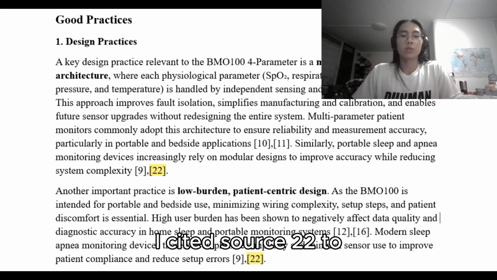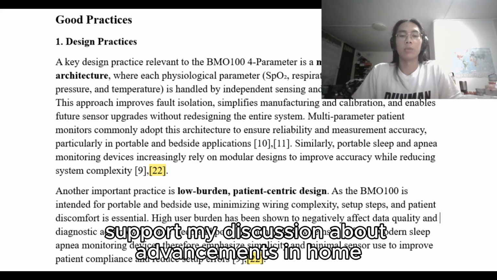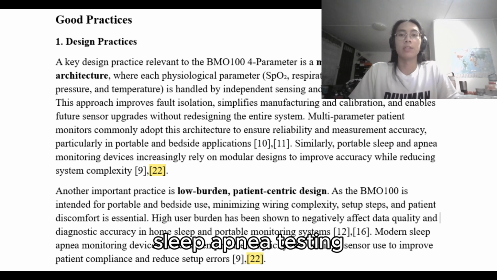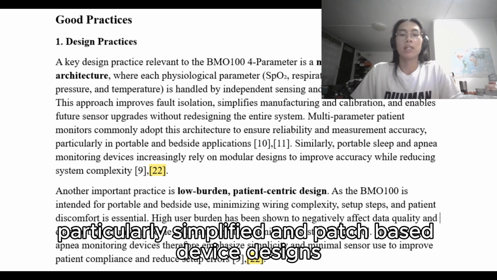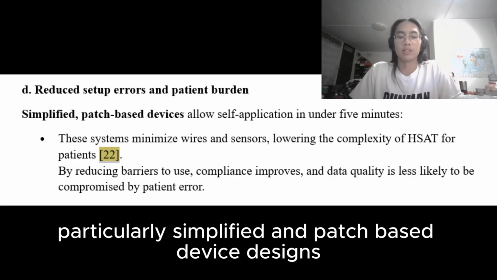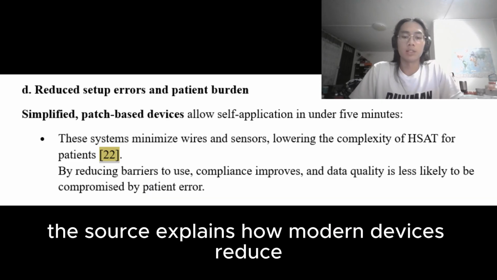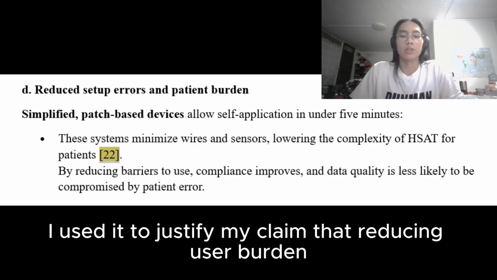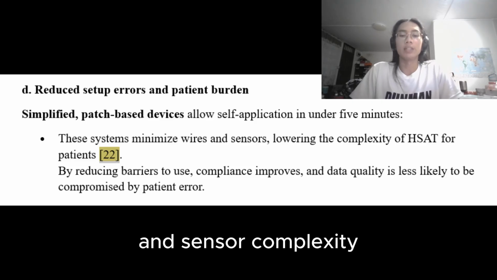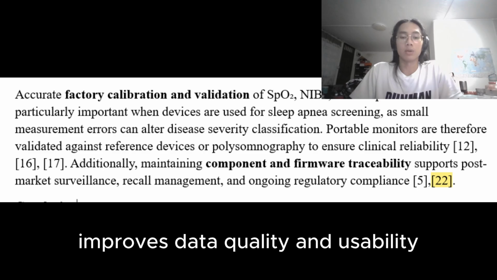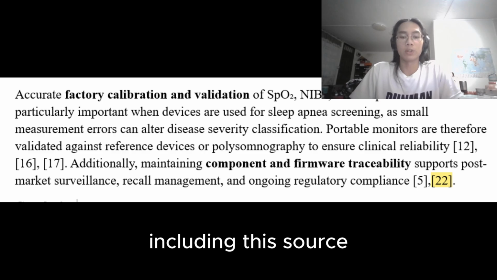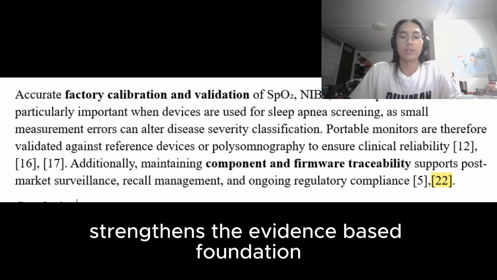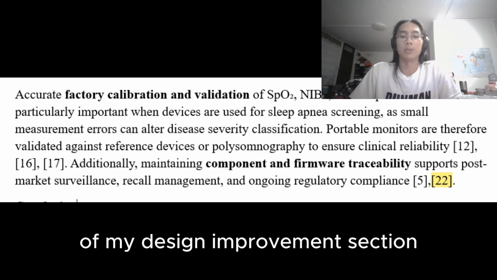I cited source 22 to support my discussion about advancements in home sleep apnea testing, particularly simplified and patch-based device designs. The source explains how modern devices reduce setup complexity and improve patient compliance. I use it to justify my claim that reducing user burden and sensor complexity improves data quality and usability. Including this source strengthens the evidence-based foundation of my design improvement section.